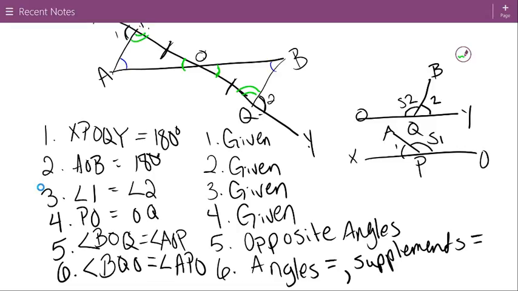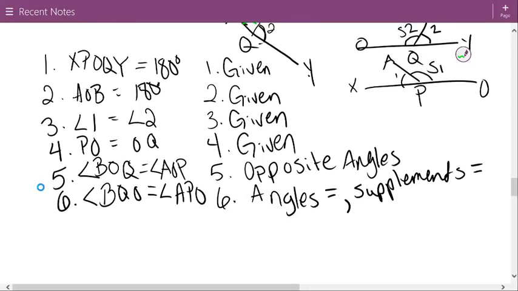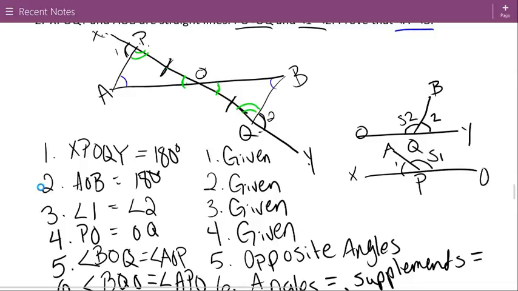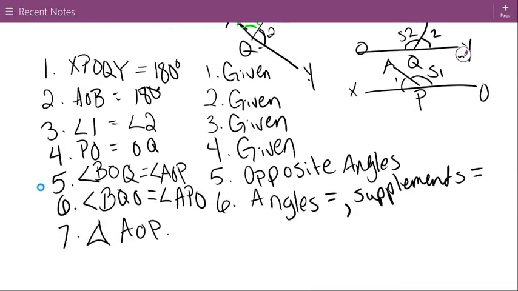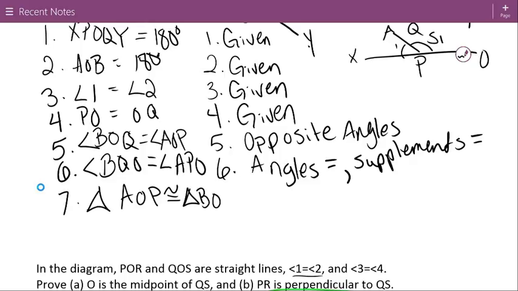Okay, so now we've got angle, side, angle. Leave my microphone alone. We know that our triangles are now congruent. So 7, triangle AOP is congruent to triangle BOQ, because of angle, side, angle. 8, angle A is equal to angle B.